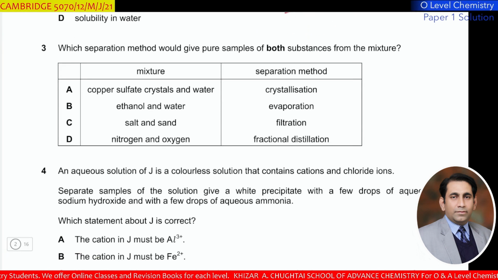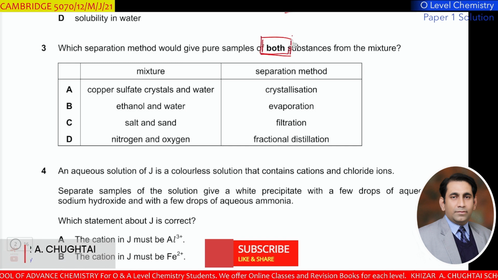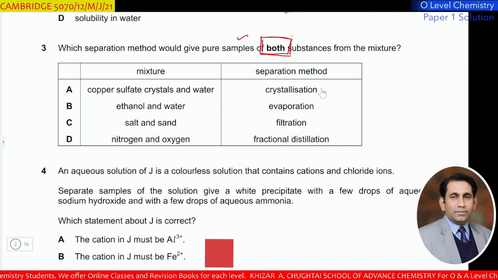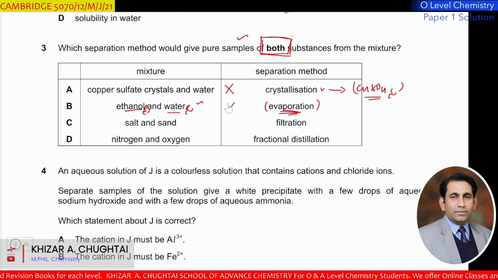Question number 3. Which separation method would give a pure sample of both substances from the mixture? Number 1, copper sulfate crystals with water, and the method is crystallization. Just keep in mind, we are supposed to get a pure sample of both substances. Crystallization will only give solid CuSO4, not the water. So we can preserve one component, copper sulfate, not both. So this is the incorrect option. Ethanol and water by evaporation: ethanol and water are both volatile liquids, so we cannot separate them with the help of evaporation. Again, it's the wrong option.